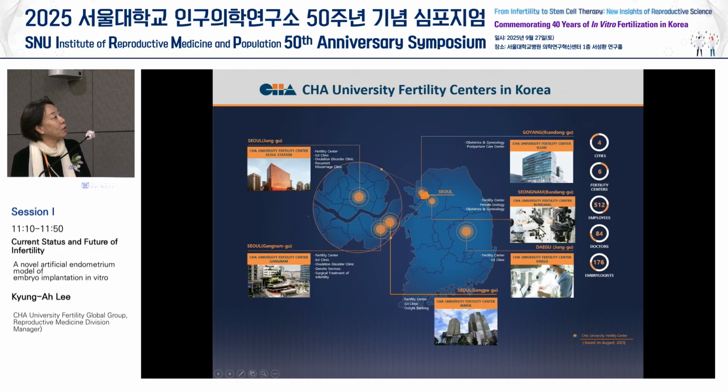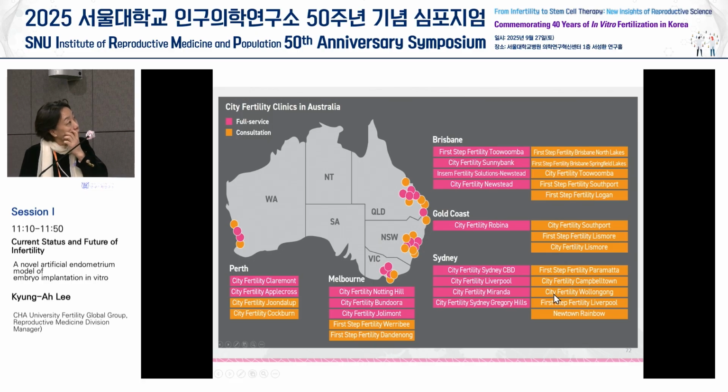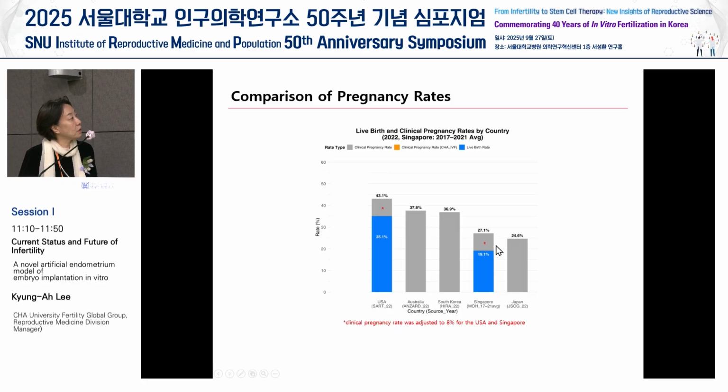In Korea, we have 6 right now, but in November we'll open a 7th center in Magok this year. We have around 500 employees, and 84 and 200 embryologists together nowadays, as of a couple of months ago. For Australia, we joined in 2018, and right now we have 13 clinics in 5 cities and 14 counseling offices throughout Australia.